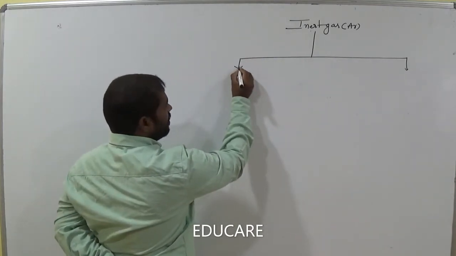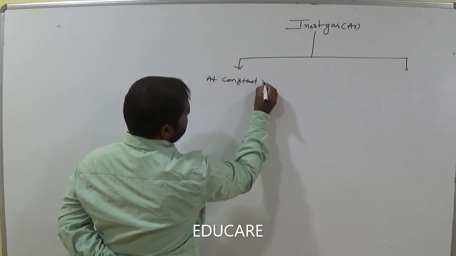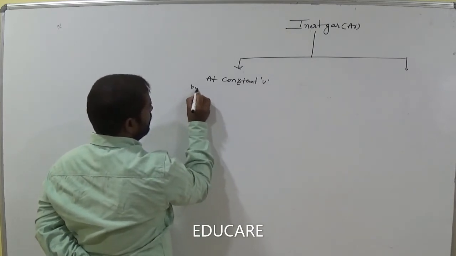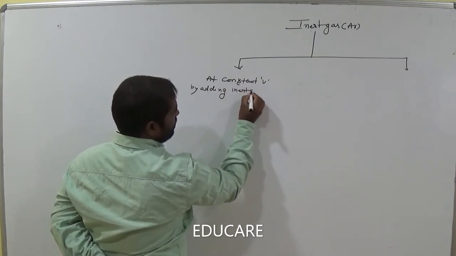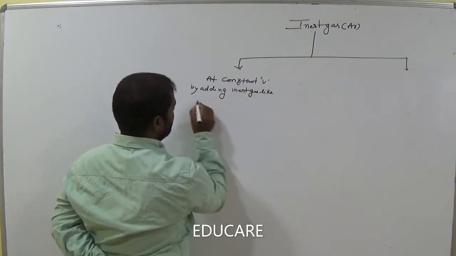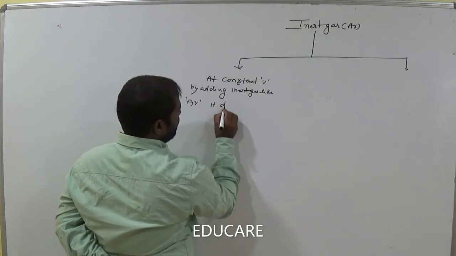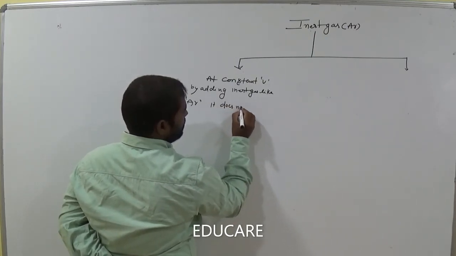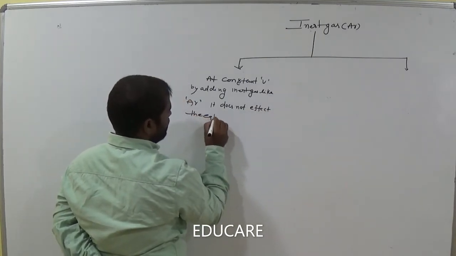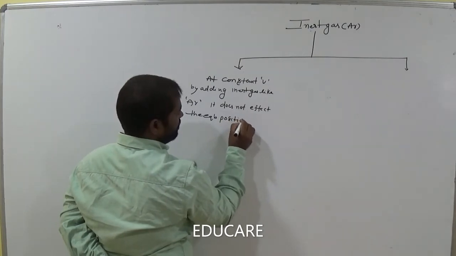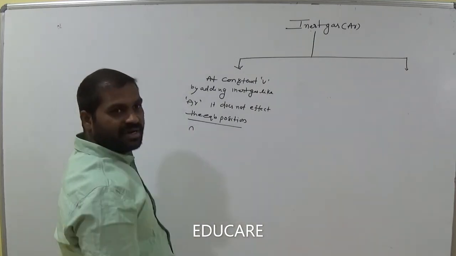So finally, at constant volume, by adding inert gas like argon, krypton, or xenon, it does not affect the equilibrium position. Is it clear, all of you?